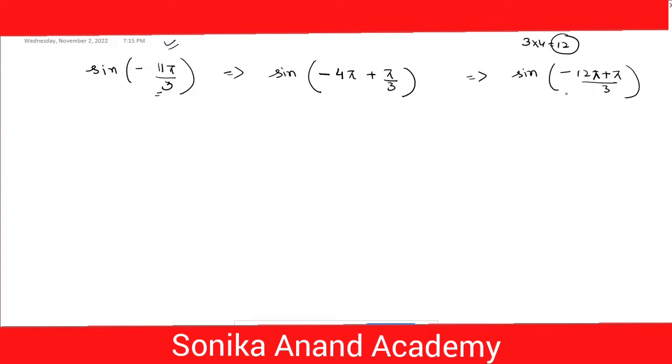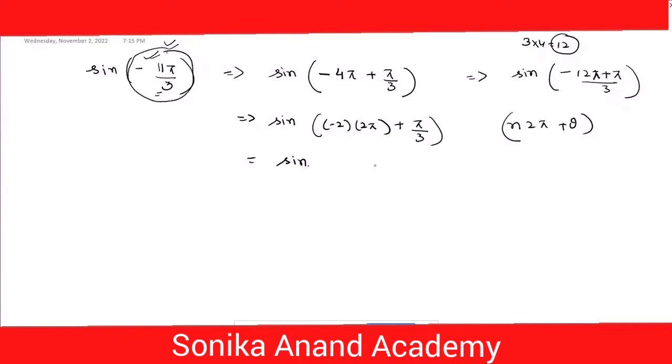Minus 11 pi, so we have to adjust it in this way. Clear? Now this again becomes minus 2 into 2 pi plus pi by 3. That means it takes the form n 2 pi plus theta again. So we have to bring it to the n 2 pi plus theta form always. It depends upon the question, but I am taking the example of minus thetas. So we get pi by 3.